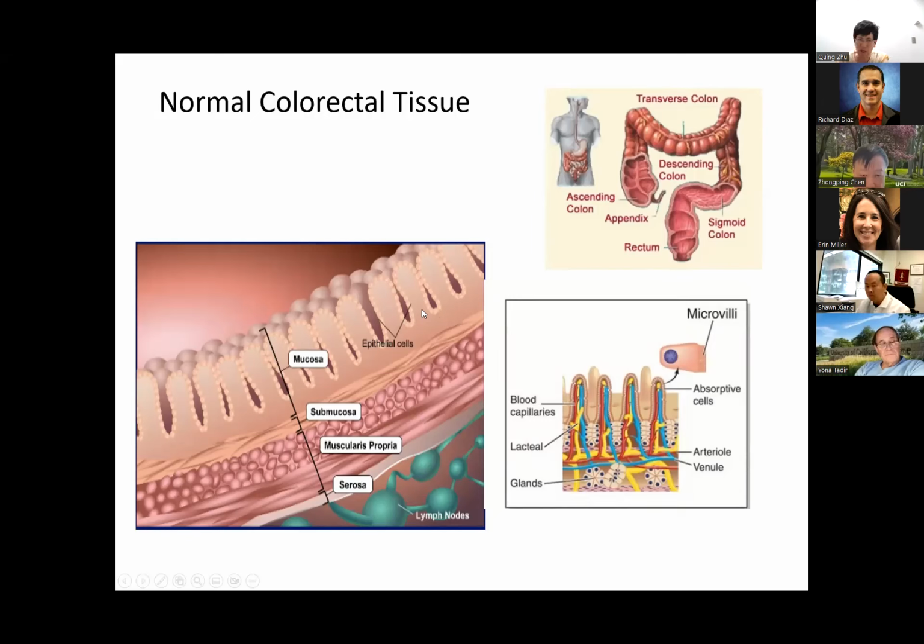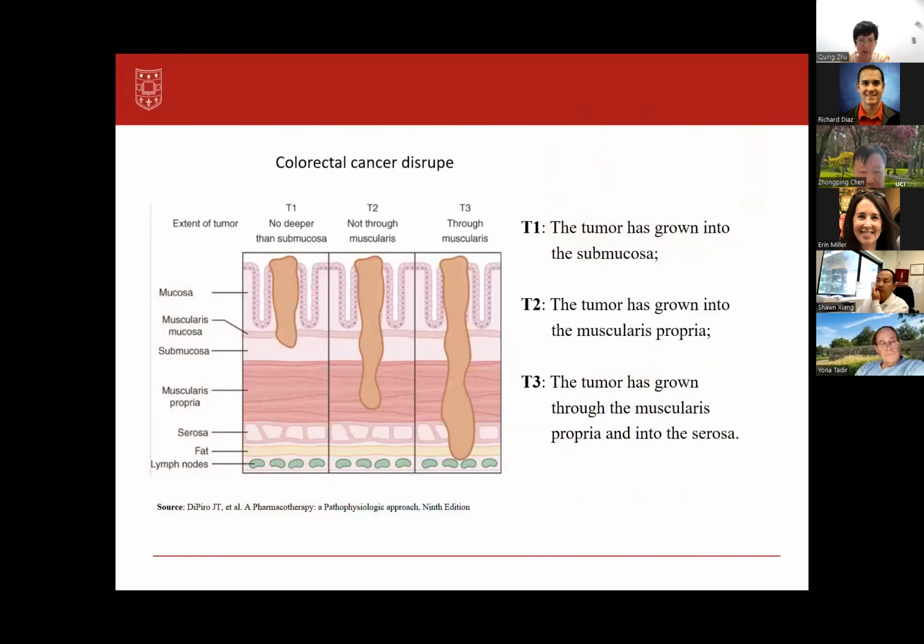So this gives us a sense that there's a normal pattern we can use to separate the normal from the cancer. And once the cancer grows, it will most often start from the mucosa, and then penetrate deeper into the deeper layers. So this is cancer development.